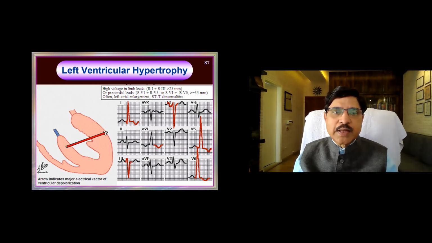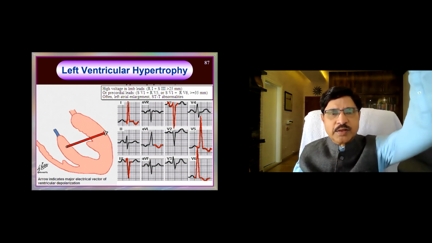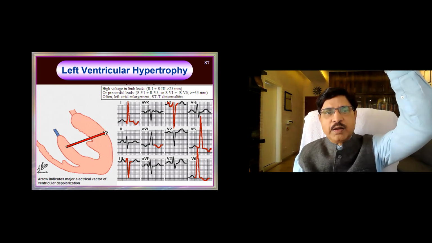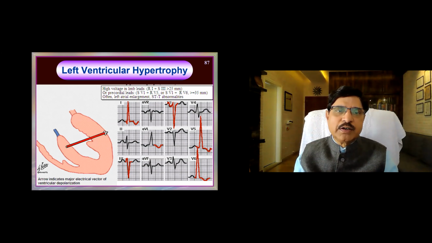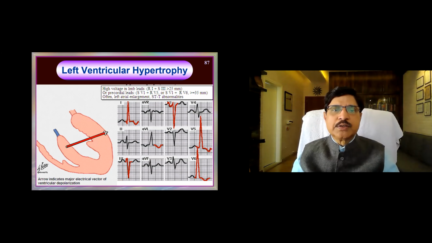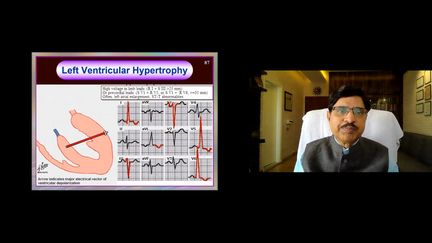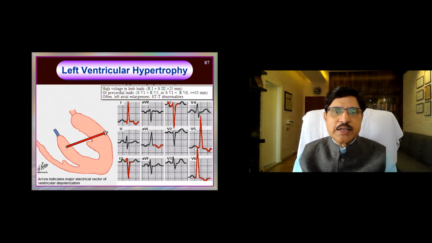Okay. Now what is the axis here? Left leads, L1 is going up, L3 is coming down. So there is left axis deviation. What is the atria? Can I see any right atrium? Not much. Can I see a left atrium? Very much, because the lower component is very deep. Left atrium is there. And V1S plus V5 or V1S plus V6R is equal to more than 35.